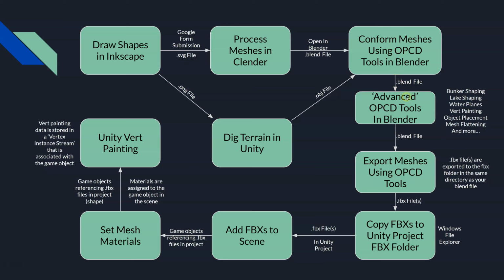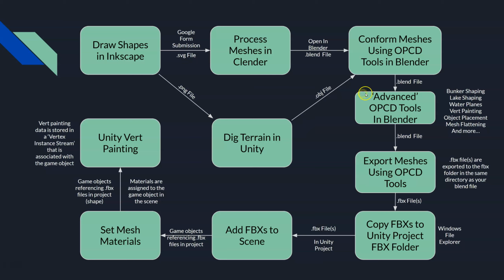And at that point, you can use those advanced tools to again manipulate them. You can do things like bunker shaping, lake shaping, add your water planes, do some procedural vert painting. You can place objects like bridges and bulkheads. You can flatten your meshes on your tee boxes. About the only thing you still have to do digging terrain in Unity are things like creeks. Creeks you really still want to use RAM for in Unity, and those are covered in the videos.